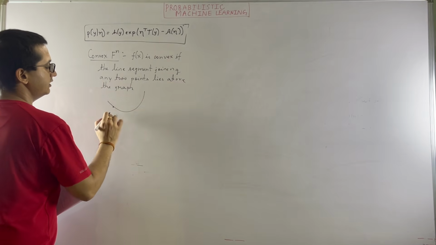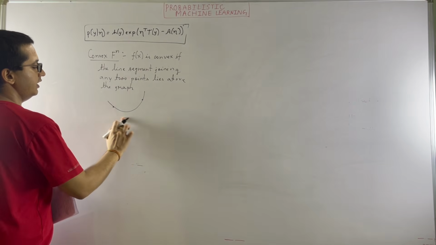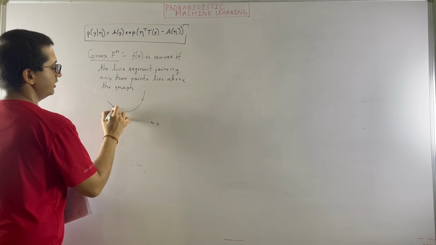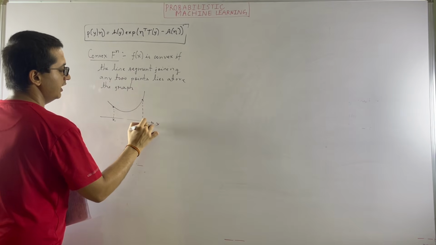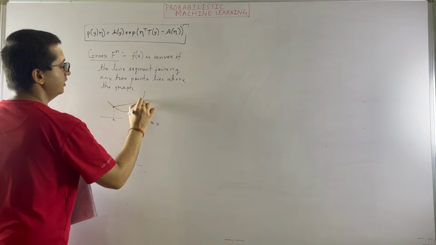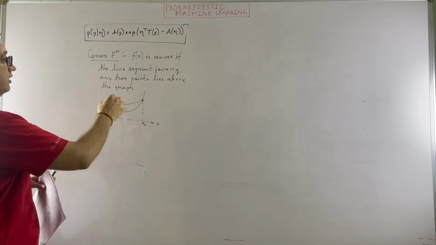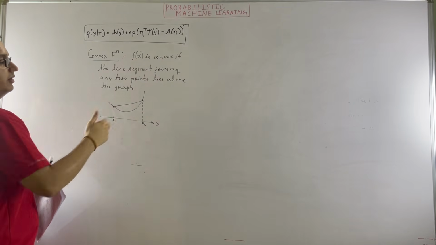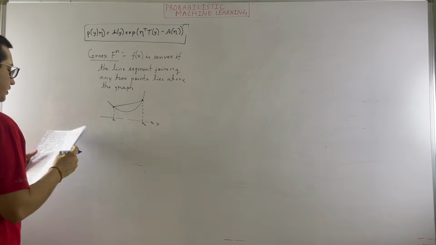For instance, if I consider, let's say, this kind of a plot, this is my graph, and let's say this is my x-axis. Let us say this is some point x1 and this is some point x2, and this is the line segment joining x1 and x2. So what we are saying is that any two points on this segment should be above this graph. And how do we mathematically write it? This is a very beautiful way to write it down.